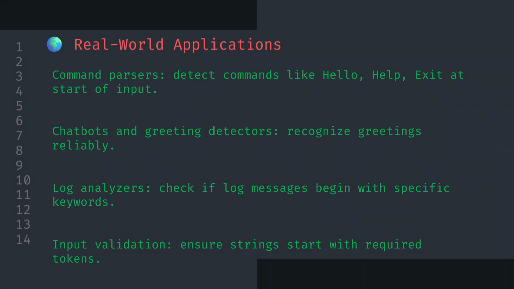Detecting a starting word is used in many places. Chatbots that respond to greetings, CLI tools that parse command verbs, or validators that ensure messages start with the required markers. The same approach adapts easily to a list of allowed starting words, case sensitivity rules, or multilingual scenarios.